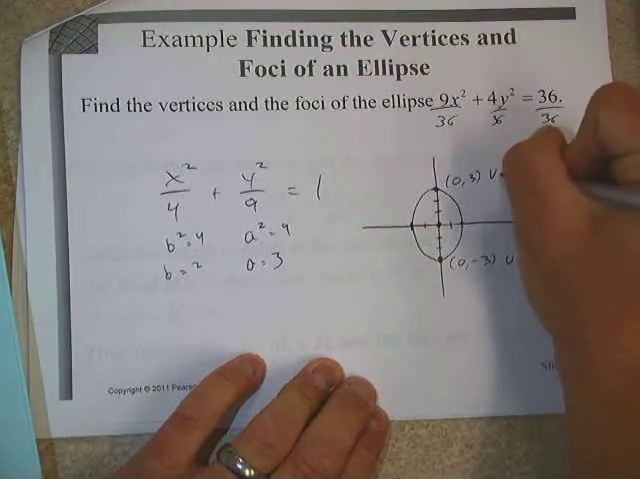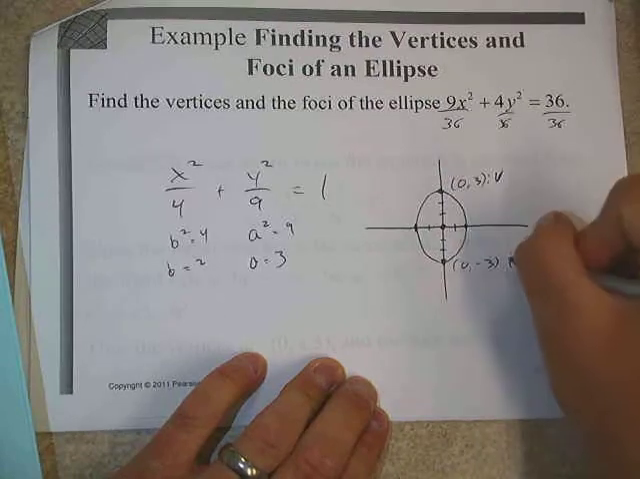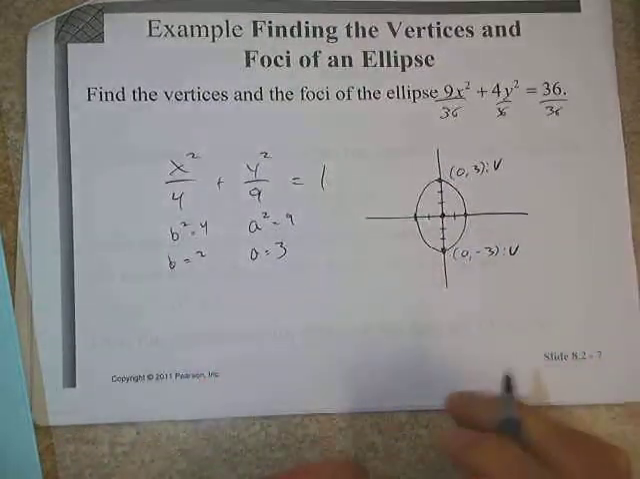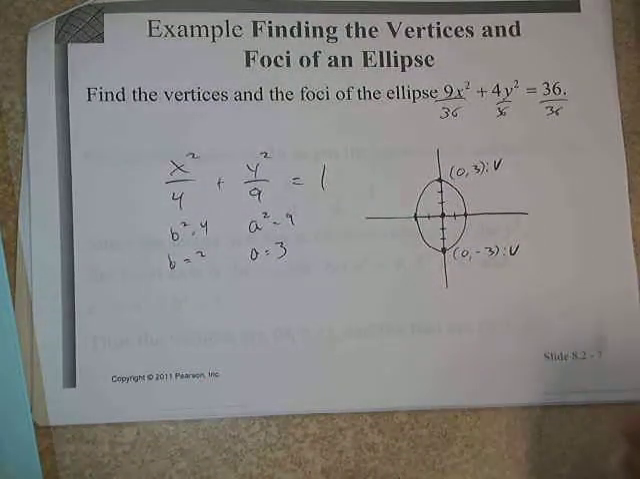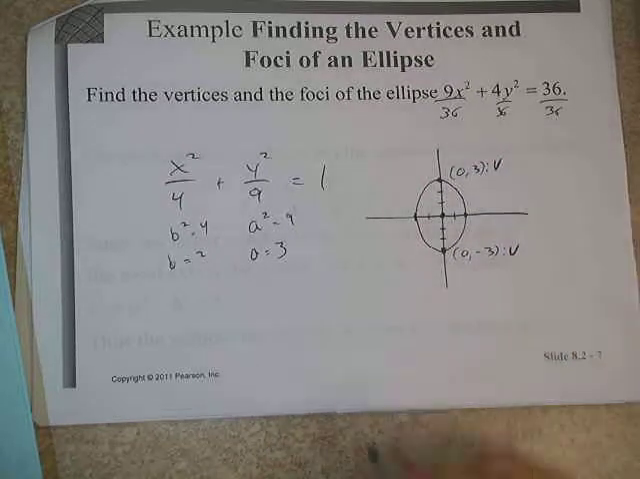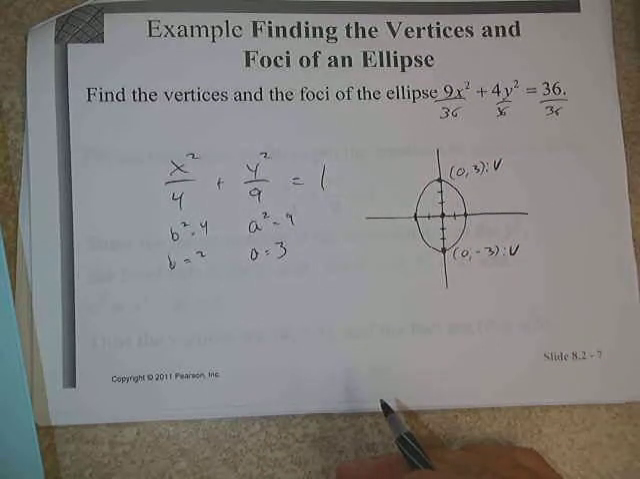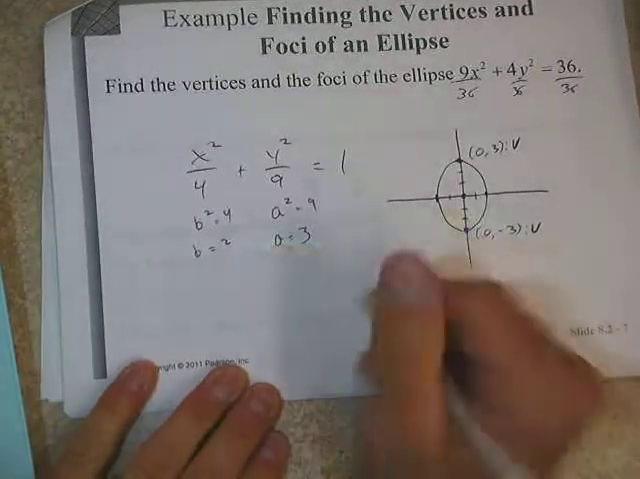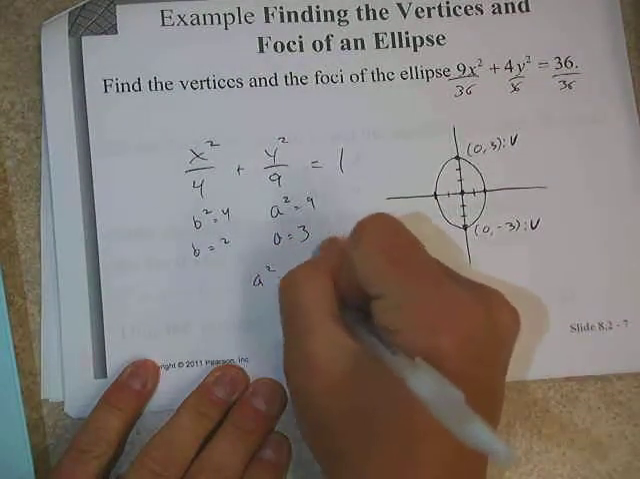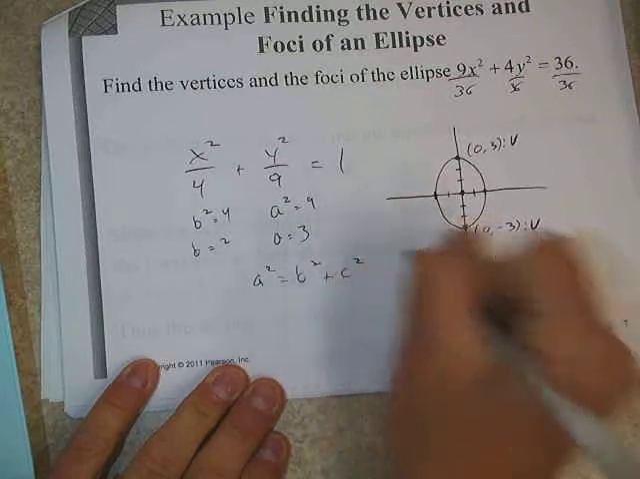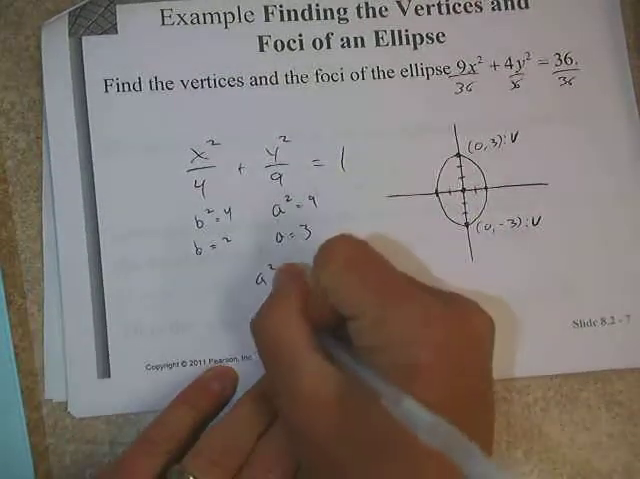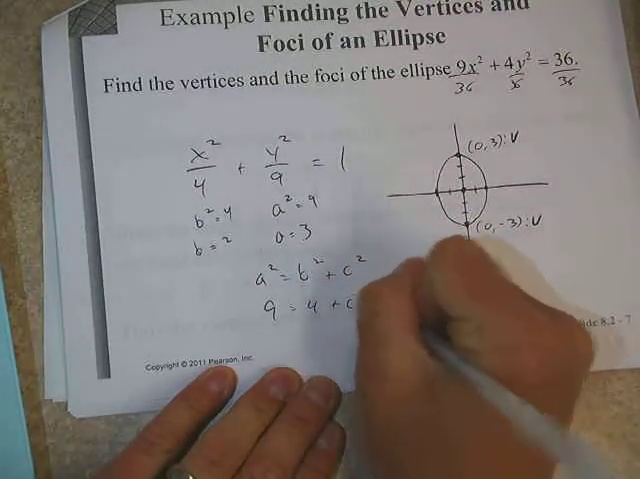They asked us to find the vertices. The vertices, of course, then are going to be at 0, 3 and 0, negative 3, so we'd label those as V. Those are our two V's. And then the two foci, we know, are going to be inside the ellipse. If we're going to find the coordinates of those, we need to find C.